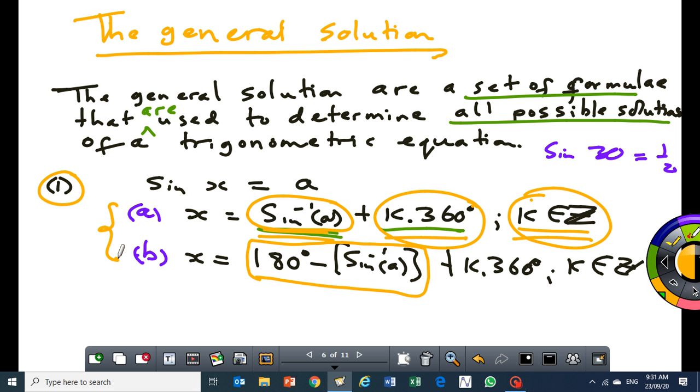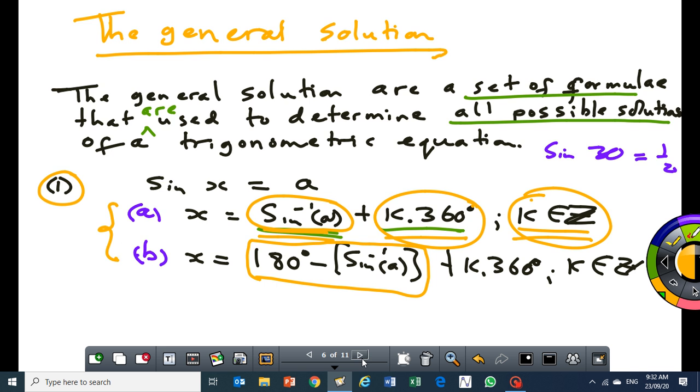Always remember that if the ratio for sine is positive, you are going to have a reference angle from the calculator which is in the first quadrant, and another one in the second quadrant. If the ratio is negative, when you use your calculator, you get an angle in the third or fourth quadrant, or vice versa. So that's why we have two general solutions for sine. Sine is positive in the first and second, and negative in the third and fourth. So we need those two general solutions.